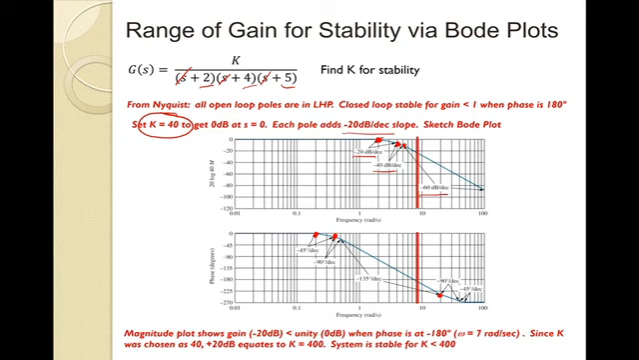Then looking down below at the magnitude plot, we'll see that there's a gain of minus 20 dB, certainly less than unity. So relative to the gain less than 1 here, that actually is good. The magnitude plot shows a gain of minus 20 dB when the phase is at minus 180. So here's minus 180 on the phase plot. So there's our intersection right there.